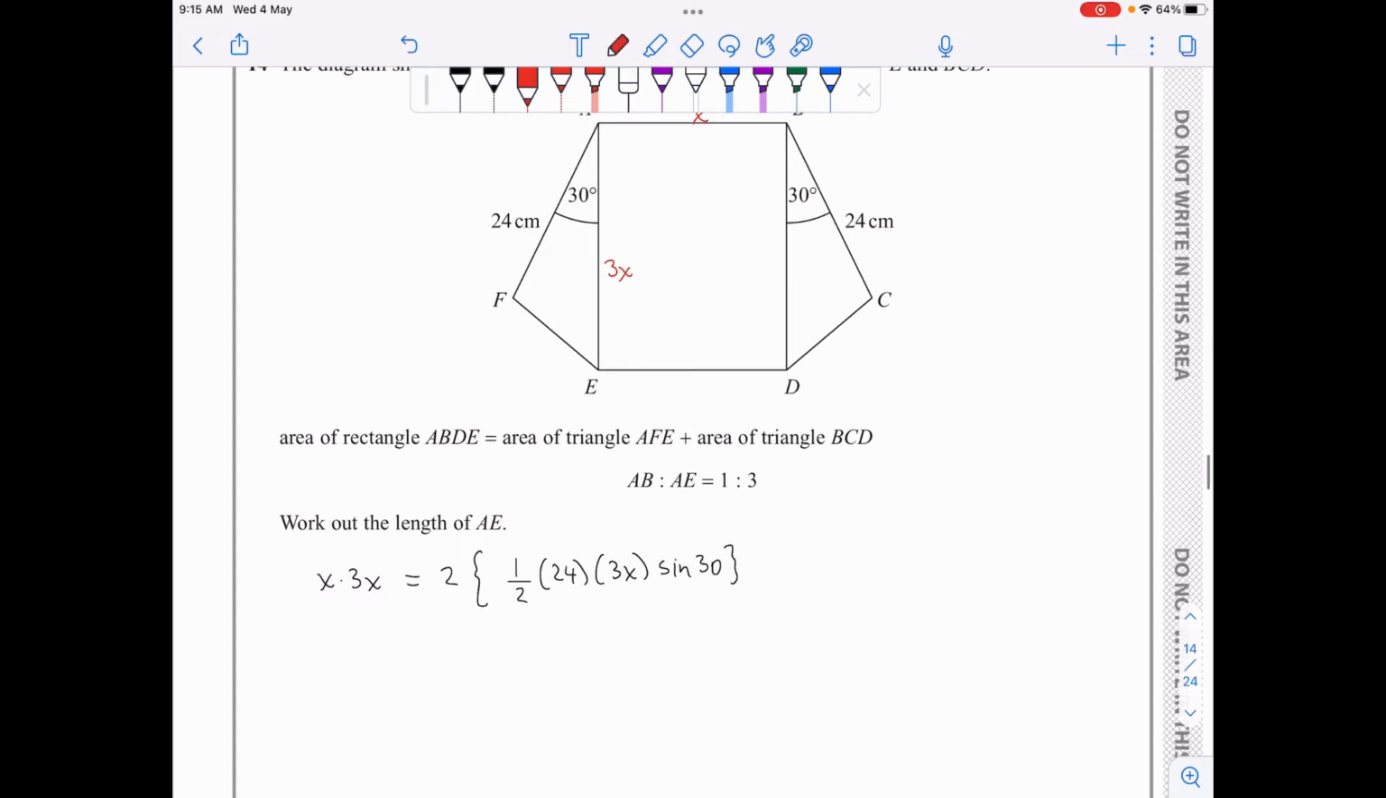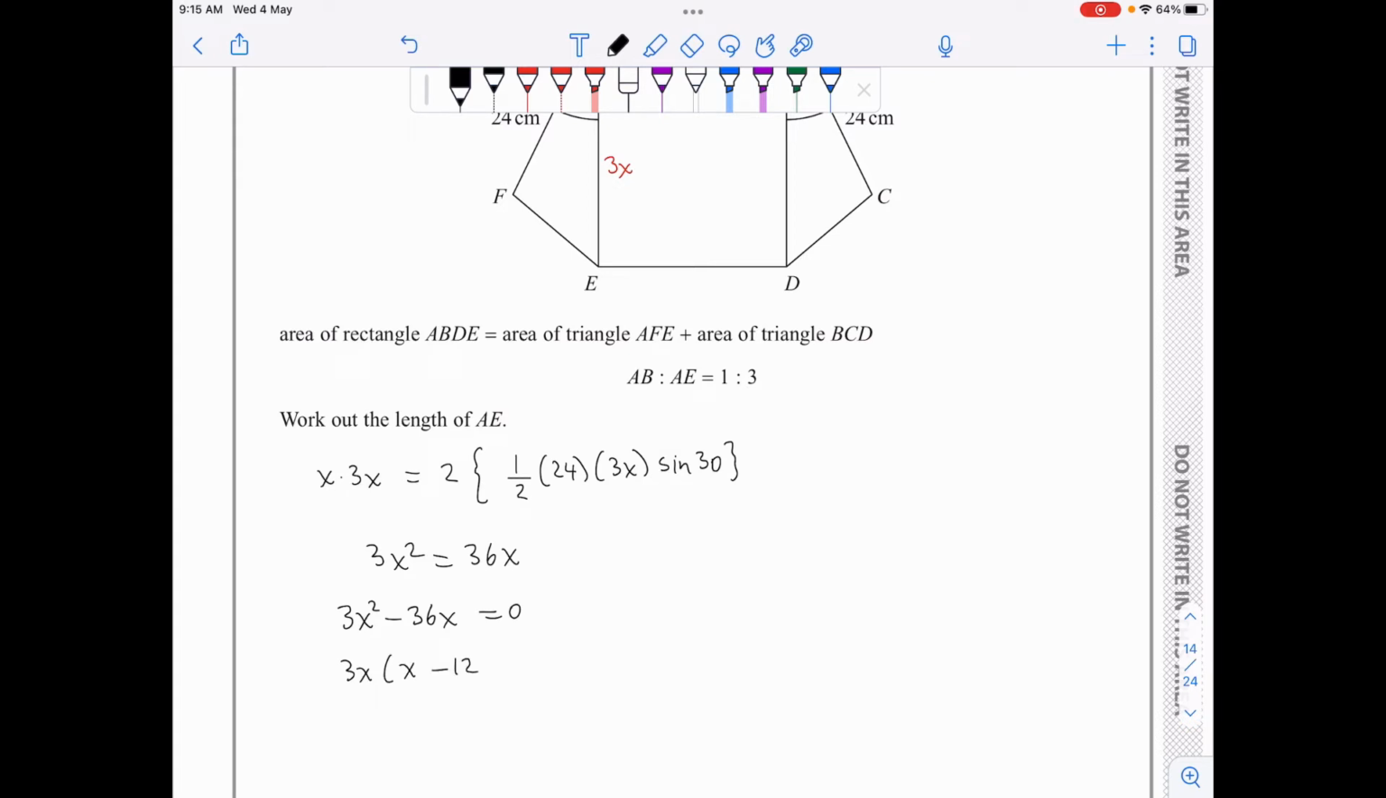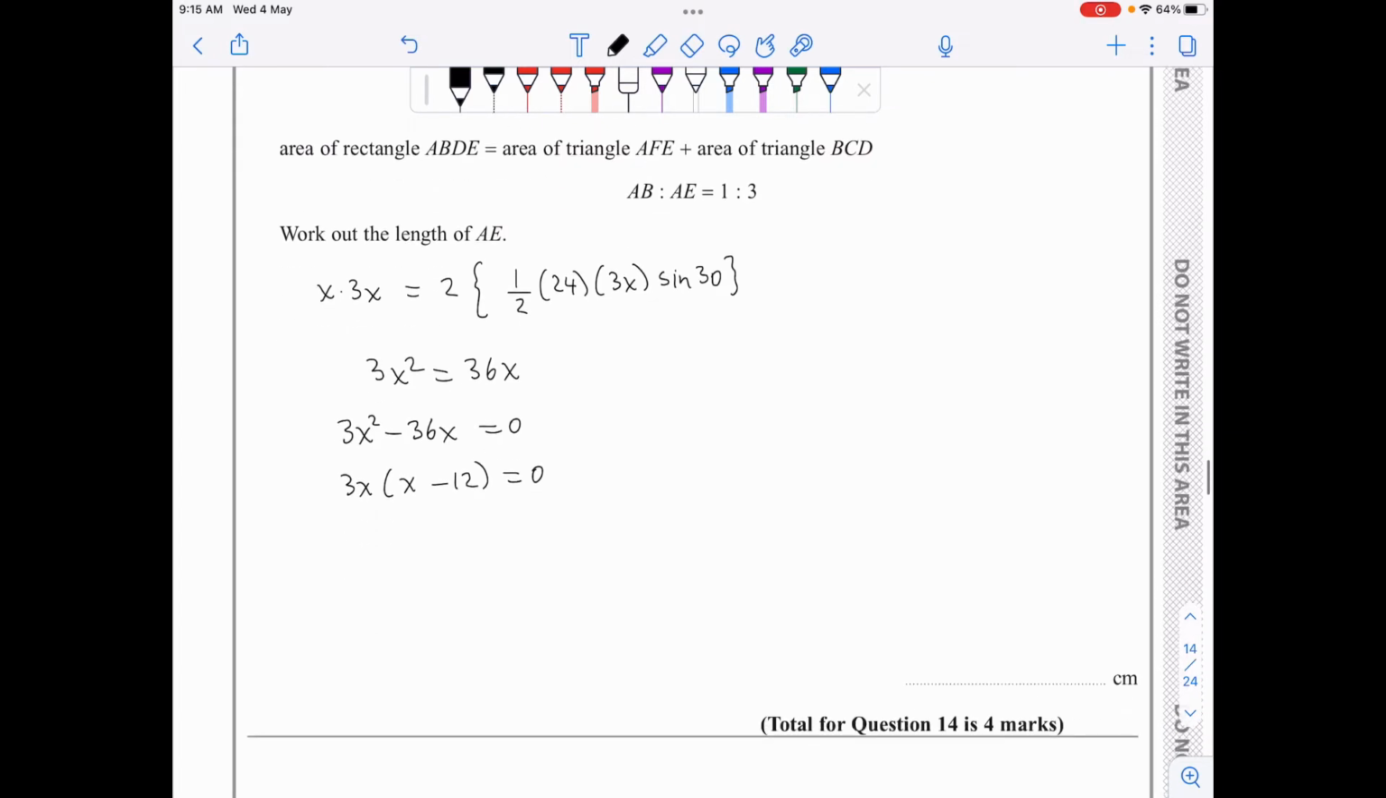Now, if I do the calculations, I get 3x squared is equal to 36x. I just put 2 times a half times 24 times 3 times sine 30 on the calculator. So I will collect everything on the left-hand side. 3x squared minus 36x is 0. I will factor out 3x, x minus 12, which leads to x is 0 or x is 12. Now, obviously, x is 0 is not a valid answer, so I reject this. So we found x to be 12.